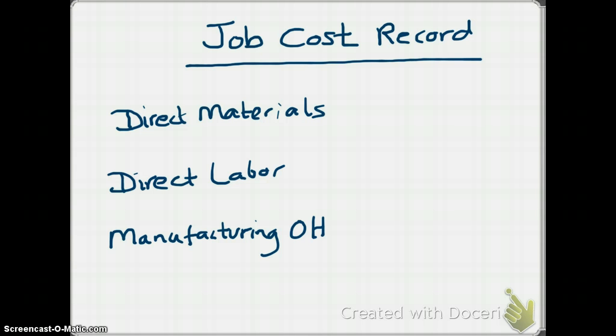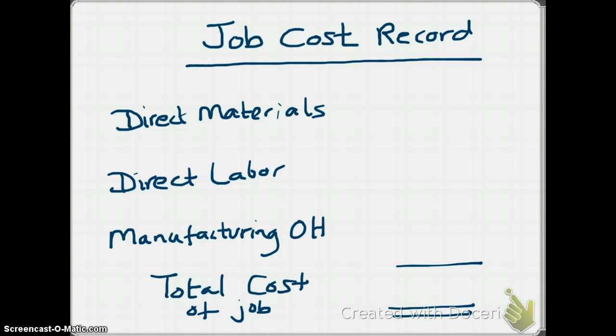But you need to know that a job cost record always has 3 things. They will have other things as well, which we will see later, but always you need to know that if there's a job cost record for a product, it will have direct materials, it will have direct labor, and it will have manufacturing overhead. When you add those 3 up, you get the total cost of the job.